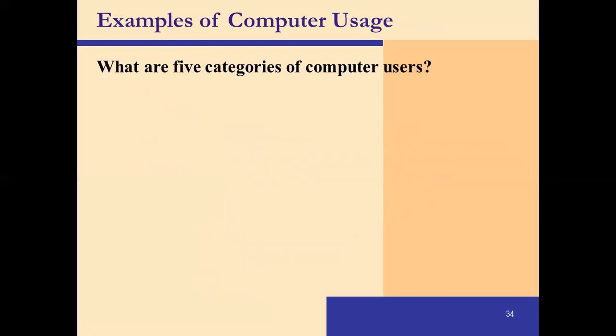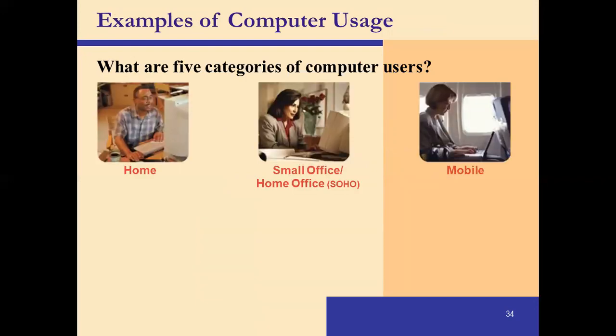Okay, the next slide is about categories of computer users. So what kind of users do you think can use computers? Why do people use computers? What kind of users are there? First of all, you are also one of the users, like home users. Then small office or home office users, and mobile users. Mobile users are those users who can take their laptops anywhere and work on these devices.